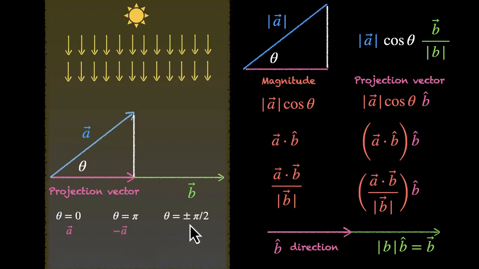And what happens when theta is plus minus pi by 2? If it's exactly 90 degrees, there will be no shadow. This means the projection will be a 0 vector.